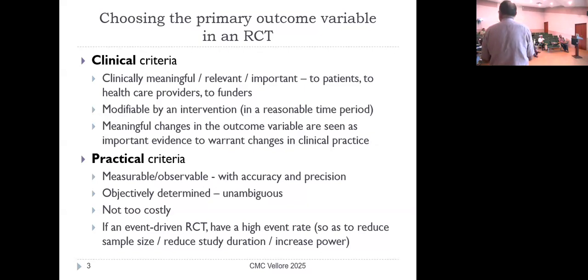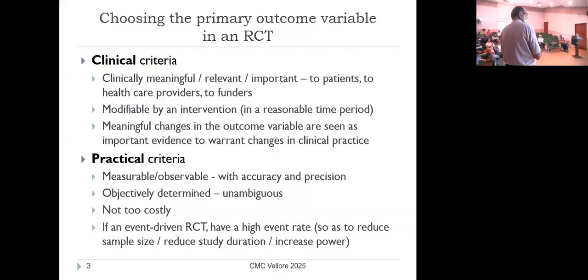What is the best outcome? Death, any cause, because that is certain that it occurred. But it may not be relevant to what you do. So you have to choose something that is relevant. Also something that's not too costly to determine. And if it's what we call an event-driven RCT, so that the sample size and power are based on the number of events that you get, then you better have a high event rate. If the event rate is very low, you have to go 20 years before you have enough. The study is not feasible if that's the outcome.